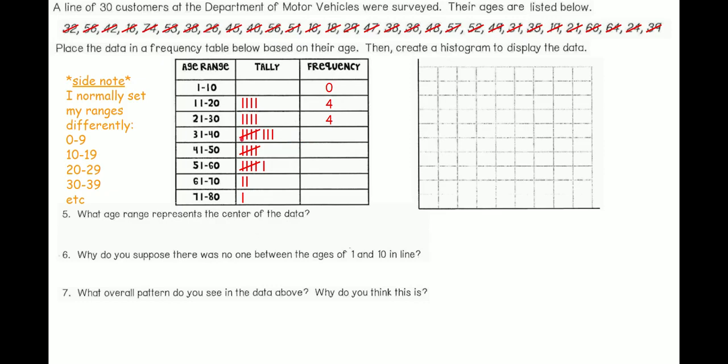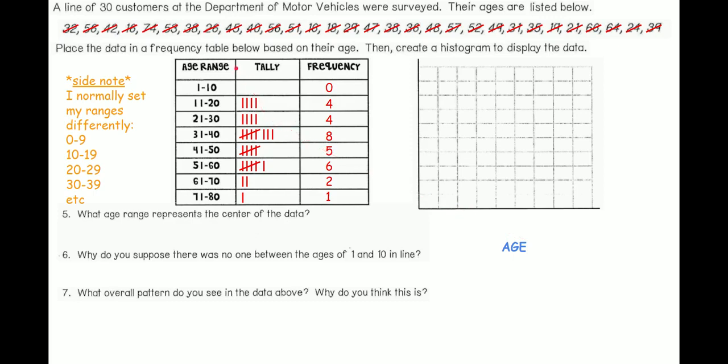31 to 40, we have a group of 5. 6, 7, 8. Look how easy that is to count. And then 41 to 50, we've got 5 people. 51 to 60, we've got 6 people. 61 to 70, we've got 2 people. 71 to 80, we've got 1 person. So now that we have our age range and our frequency, we can display that in our table.